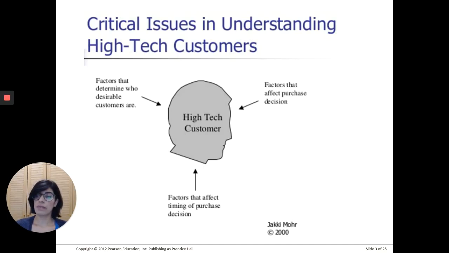And the third are factors that affect the timing of their purchase decisions. So even though you make a product or service that they are likely to buy, sometimes it's purely a question of timing. Maybe they don't see it to be relevant now, but it will be relevant later. And what factors actually constitute what is now and what is later in the lives of your high-tech customers? So that's an overview of how to understand your high-tech customers.